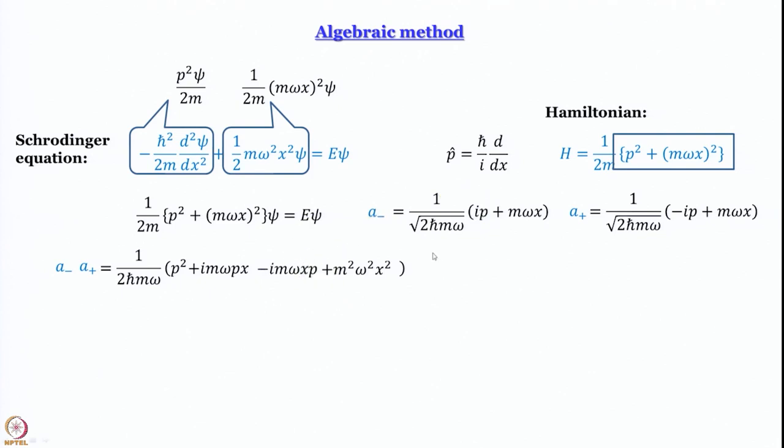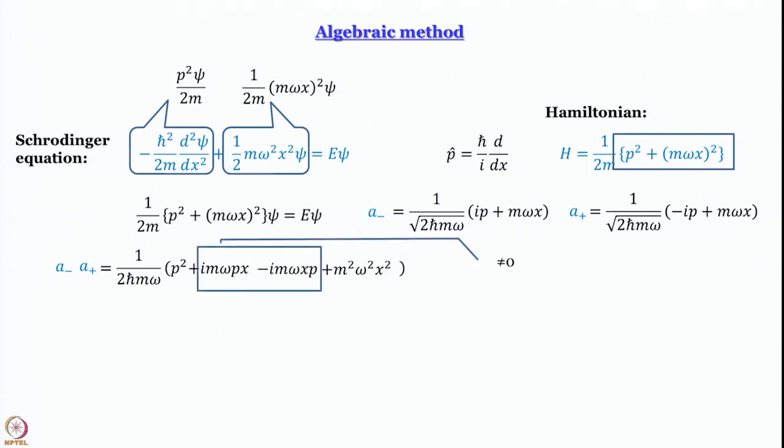Okay. So, inside the bracket, what we have got is P square plus I M omega P X minus I M omega X P plus M square omega square X square. That is your A minus A plus.